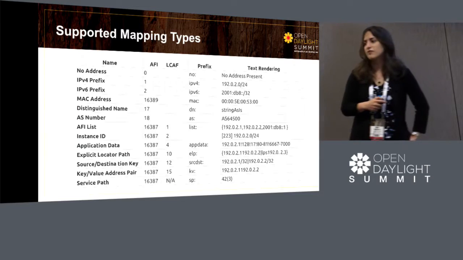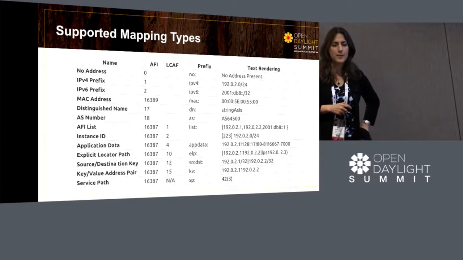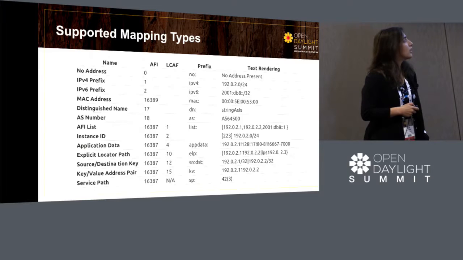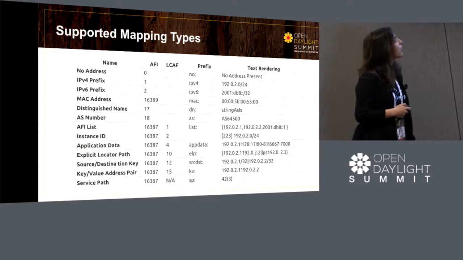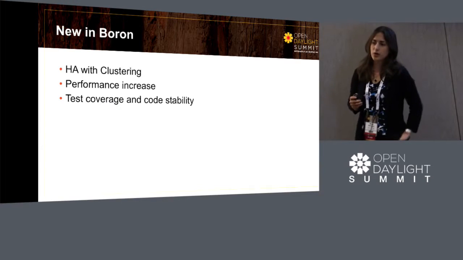This is a list of mapping types or data types that we support. I've already covered some of them, and it's basically here for your reference. I won't go into the details of that, but let's see what's new in Boron.